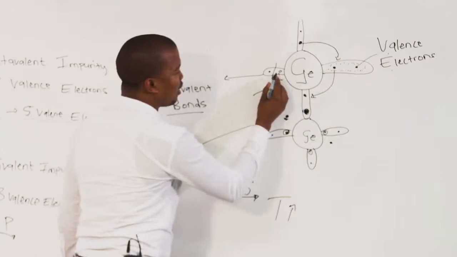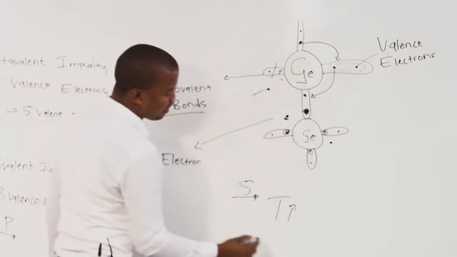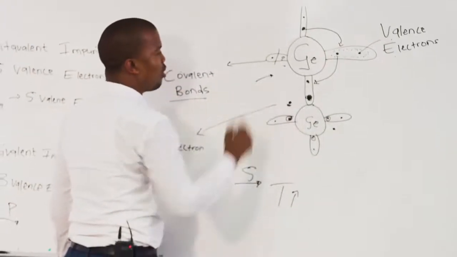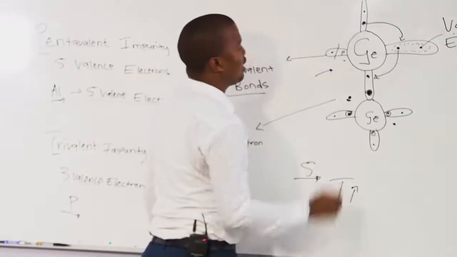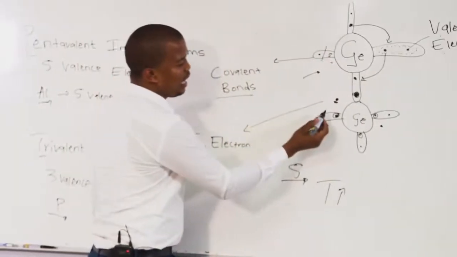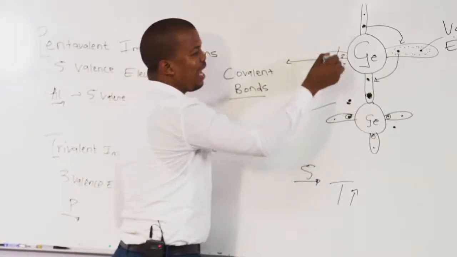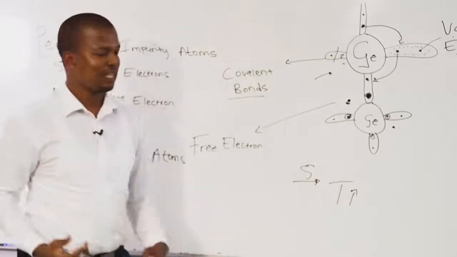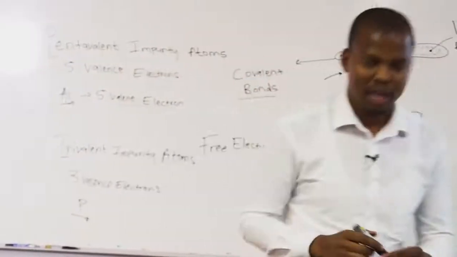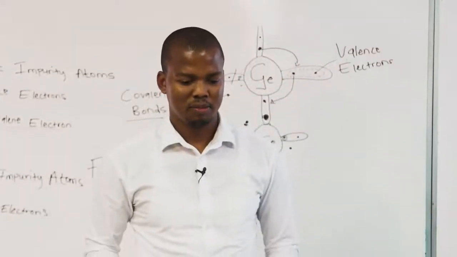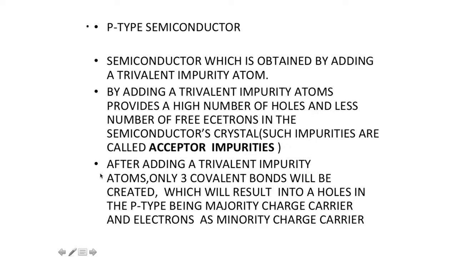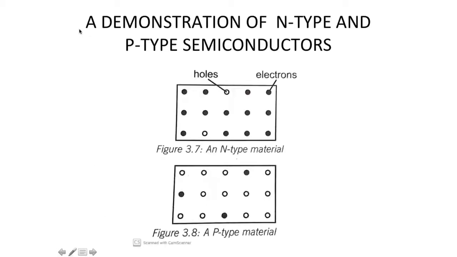When having a hole here, a free electron, when the temperature is high, will be added onto the germanium crystal where there is a hole. In this case, the donor donates into the hole, and this covalent bond becomes an acceptor impurity atom. That's the reason why they are called acceptor impurity atoms. After adding a trivalent impurity atom, only 3 covalent bonds will be created, which results in holes in the P-type being the majority charge carriers and electrons the minority charge carriers.